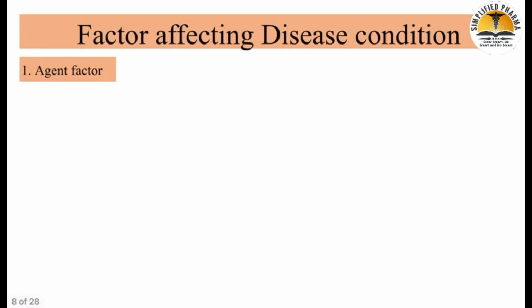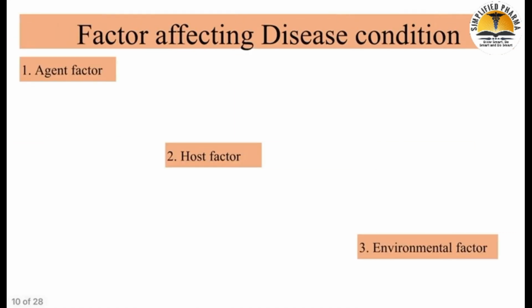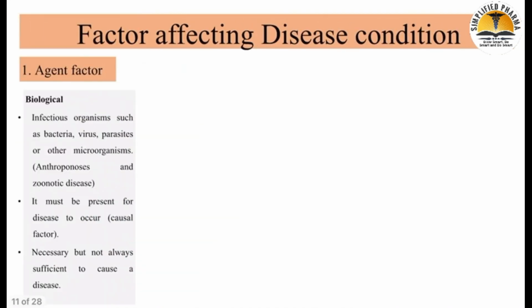First we will talk about agent factors, second host factors, and third environmental factors. Under the agent factors, the first is biological factors like bacteria, viruses, parasites, and zoonotic diseases, which must be present for disease to occur.